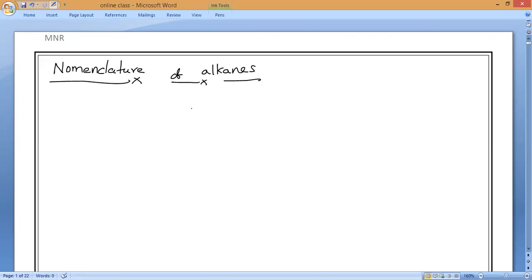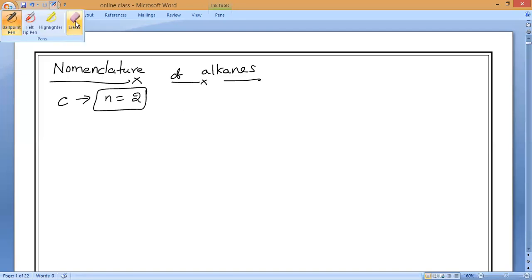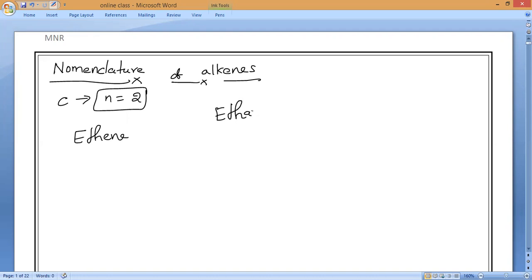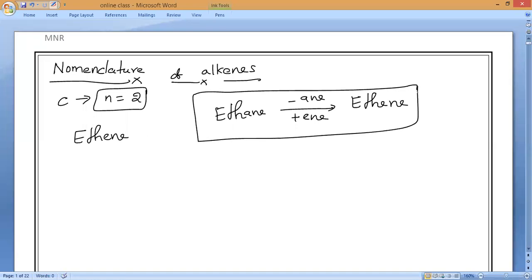So basically it will start from where? Eth. Correct or not? Means C equals how much, guys? n equals 2. So from there only alkenes will start. Sorry, I have written alkanes, it is alkenes. So now what is the first compound of alkenes? Ethene. Yes or no? So if I remove ane from ethane and add ene, I will get ethene. This is how the nomenclature will start.